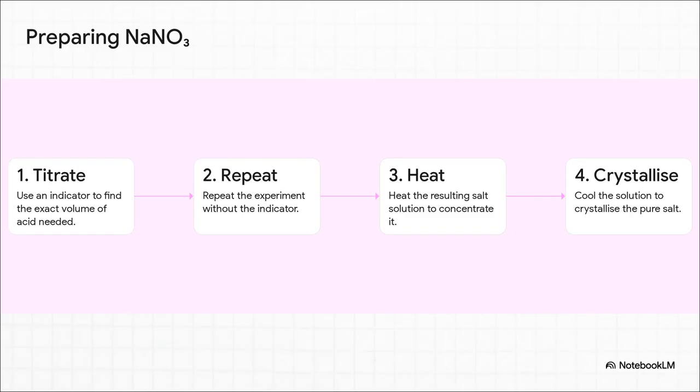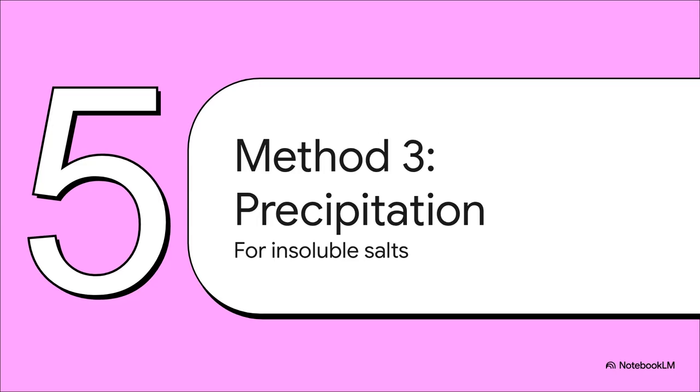And here's the really clever part. You actually do this in 2 steps. First, you do a practice run with the indicator. That's just to find out the magic number, the exact volume you need. But you don't want that indicator dye messing up your final beautiful crystals. So you dump that out and do it all over again, adding that exact same amount, but this time without the indicator. That leaves you with a perfectly pure salt solution all ready for you to concentrate it and get your crystals. So we've covered 2 ways to make salts that dissolve.